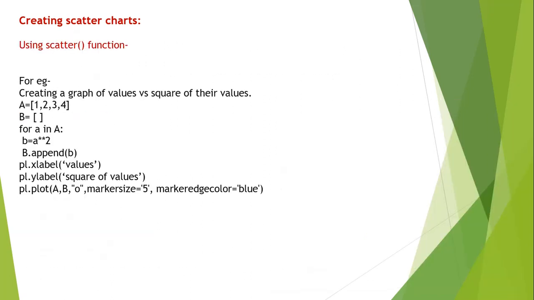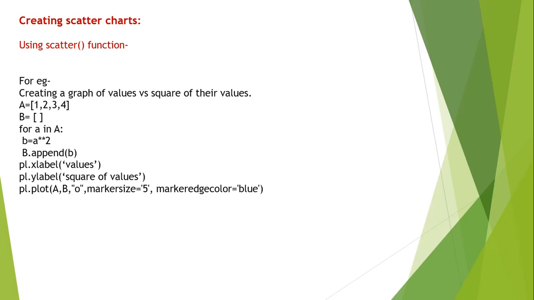Now earlier we have used the plot function. Now let's see how we will do it by the use of scatter function. Again, here the example is same. For example, creating a graph of values versus square of their values. Okay, A is 1 2 3 4, B is an empty list, for a in A. Okay, rest of the things are same, only we have to see the plot function, but right now we have to use this scatter function. That's why this plot function has to be removed from this.